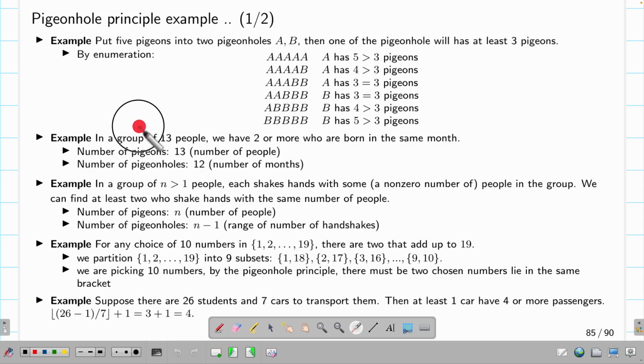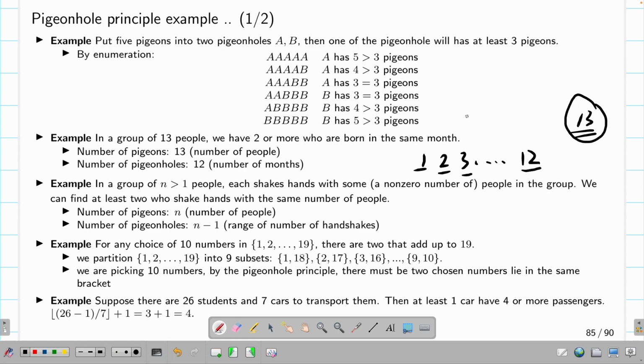So this is true. Another example: suppose I have a group of 13 people. We have 2 or more who are born in the same month. So what's the pigeon? The pigeons are the 13 people. The pigeonholes are the 12 months. In the worst scenario, person 1, person 2, person 3, up to person 12 are all in different months. Then the 13th person must be in the same month as one of them. Let's say this person was born in July, then this person was born in the same month as person 7.